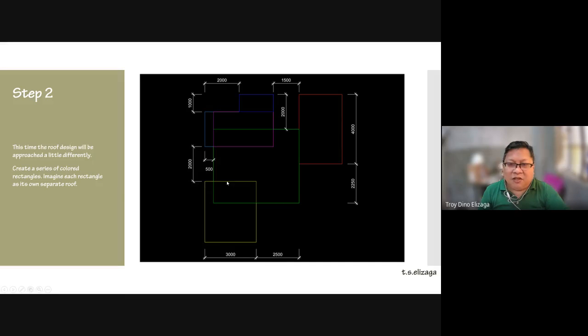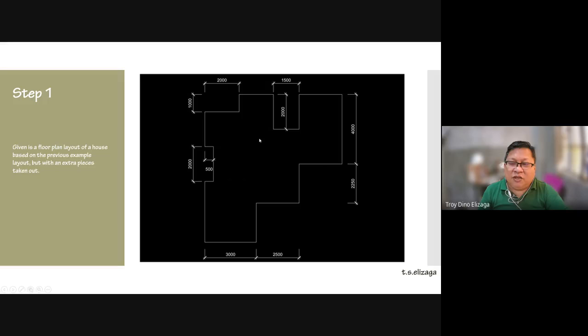Here's a yellow rectangle here, and a green rectangle here, and a red one, and then we have a purple one here, and then a blue. We have two blues. I think they're supposed to be different in colors. So they form the outline of this roof.